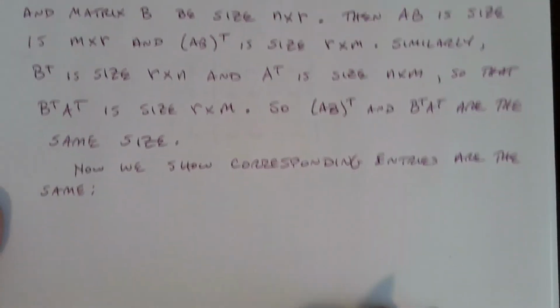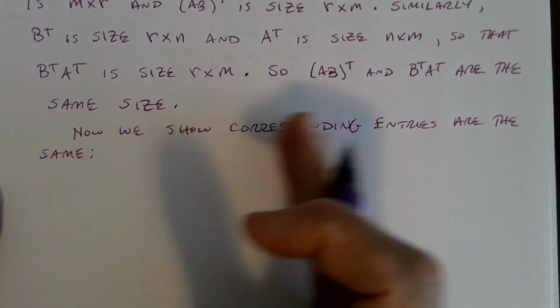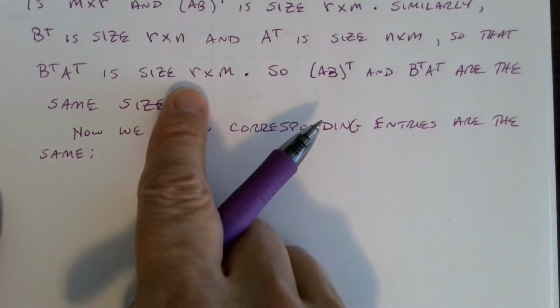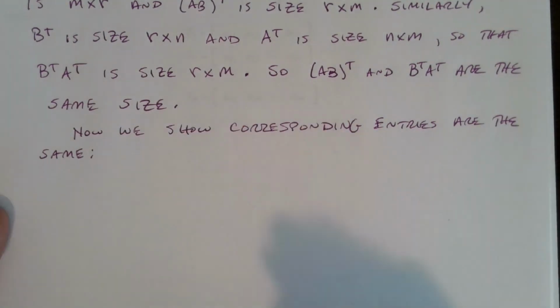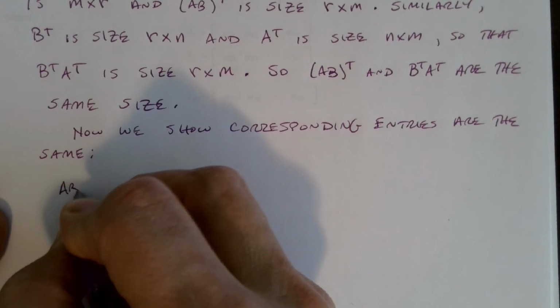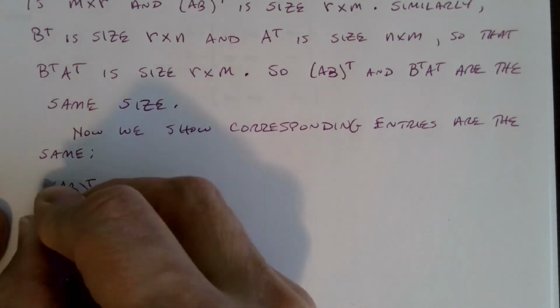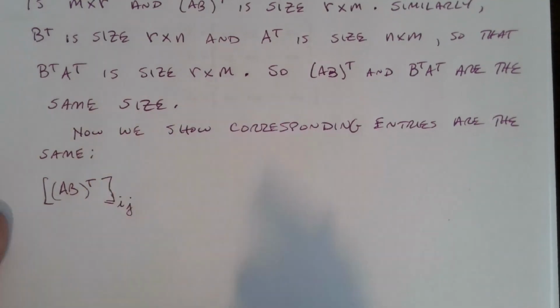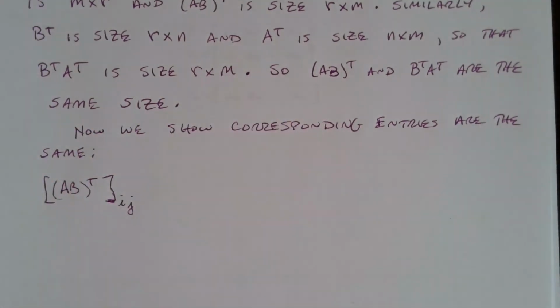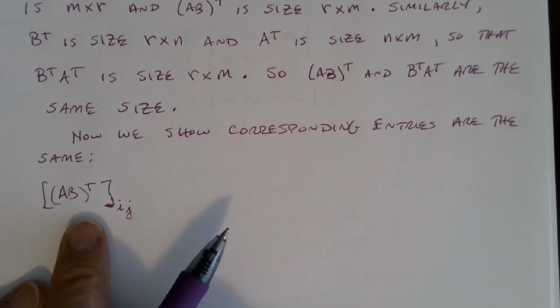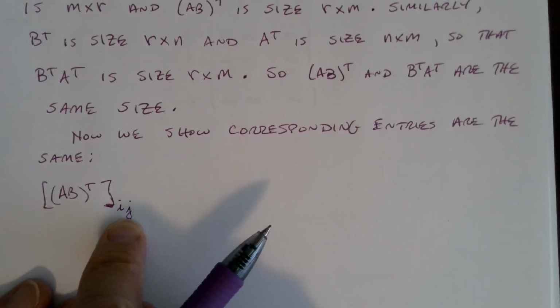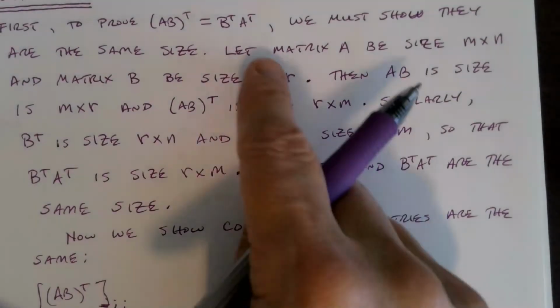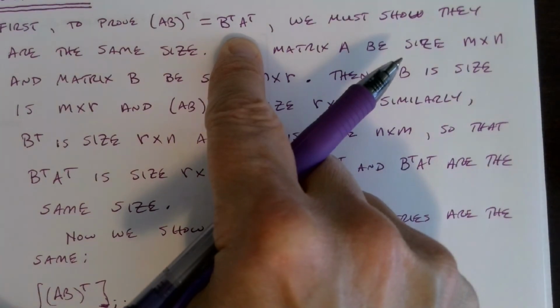Okay, and so now what I have to do, well, I can't just, I don't know what's, it's size R by M each of these, but what I'm going to do is look at (AB) transpose, and I'm going to look at its arbitrary ijth entry. What's its ijth entry going to be? Okay, and what I want to show is that its ijth entry, so this is arbitrary, ith row, jth column, is the same as the ith row, jth column of the matrix on the right.